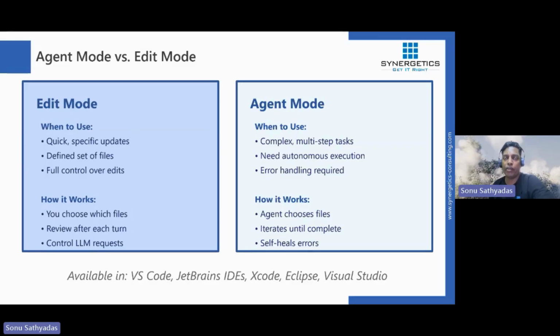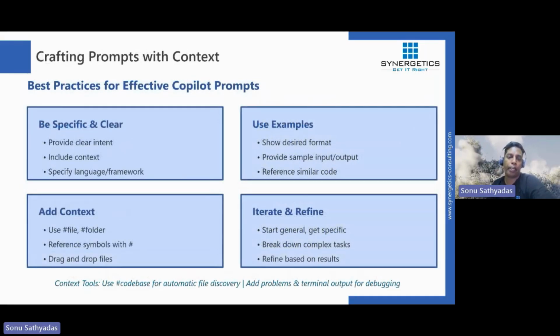Suppose in between if some error happens, it will automatically fix that problem and then continue. But in edit mode, if some error happens, it will stop there. It is just used to edit the file, but agent mode is used to perform complex operations. I'll show you an example for that.